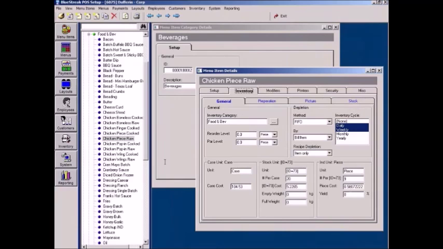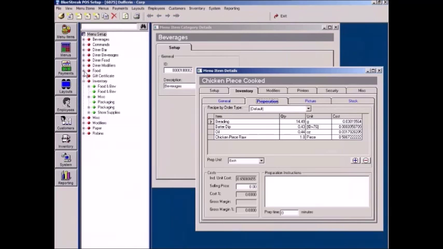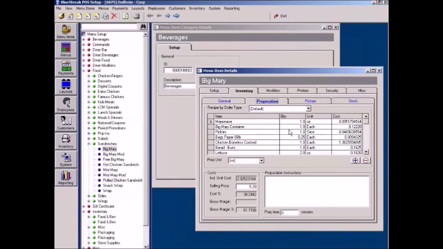But then I take that piece and we cook it. And when we cook it, it actually translates into using breading and batter dip and oil. And there are other things going on behind the scenes, so it raises my cost. And then we take a look at a recipe of food, and if I go into a sandwich and take a look at a Big Mary sandwich, we can see that a Big Mary uses an ounce of mayonnaise, a Big Mary carton, and even a slice of pickle.